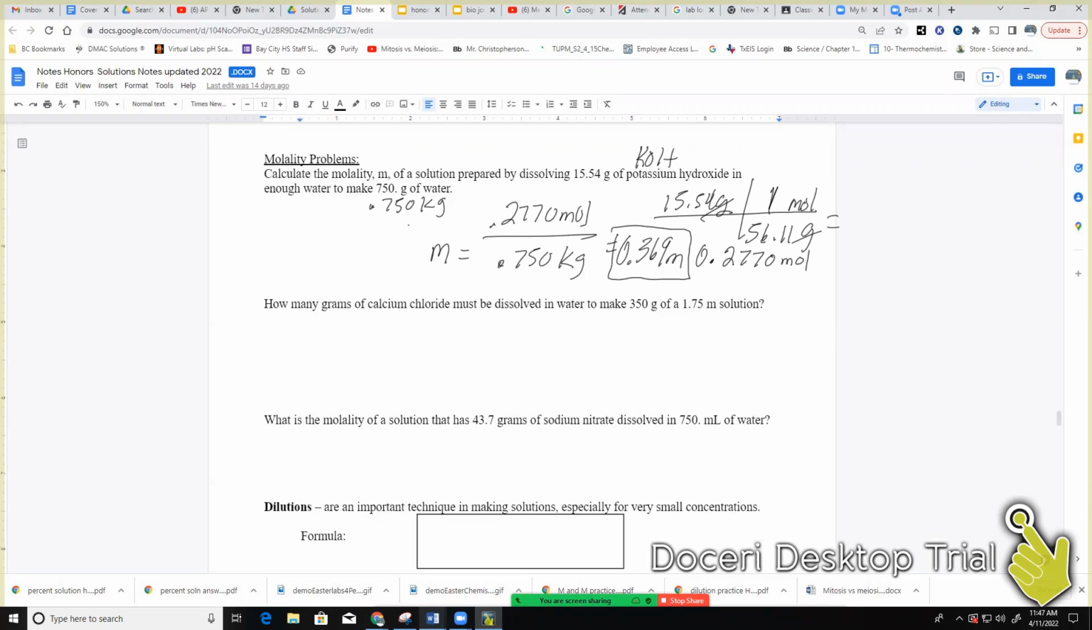I still have some people giving this answer as just 0.369. That is not considered using a unit with your number, so that answer will be wrong. We did the same thing when we were doing molar mass. You've got to have your unit with your number. All right. Any questions on this one? Kind of looks a little bit familiar. All right.